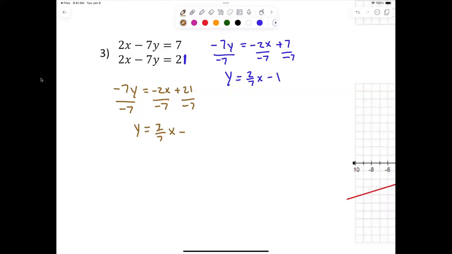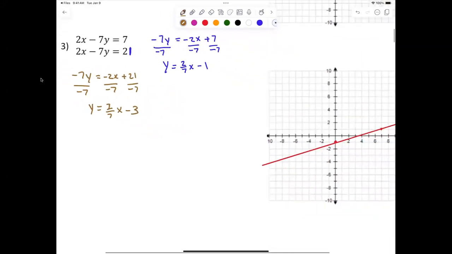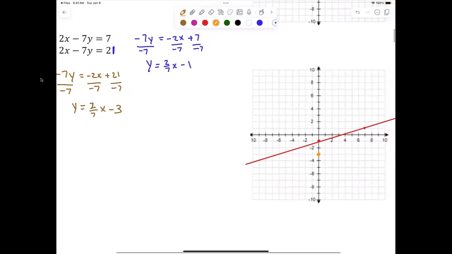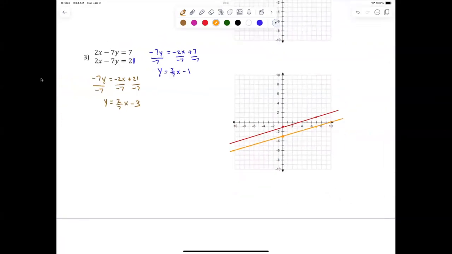Minus what? Yes. Okay, so how do I graph that? Go to negative 3. Up 2 over 7. And what's true about those lines? How many solutions? Where do they cross? No solution.